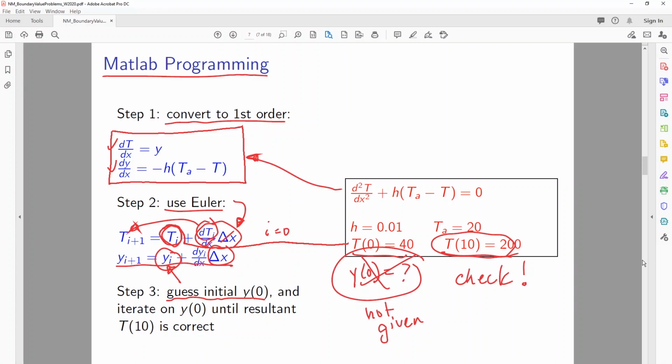So we start with some sort of y0 value, and then we march forward in time, use Euler's, what have you, and then we check to see if this t10 is correct. If it's not, then we have to make another guess for yi, and then we check t10 to see if it's 200 over here, and we keep on going. Of course, if it's linear, we can be smart and figure out what that guess is. But if not, we're going to have to spend a lot of time to figure out what that y is.